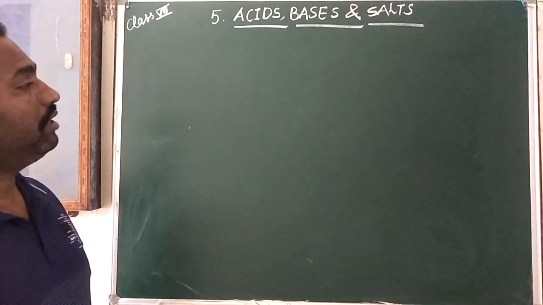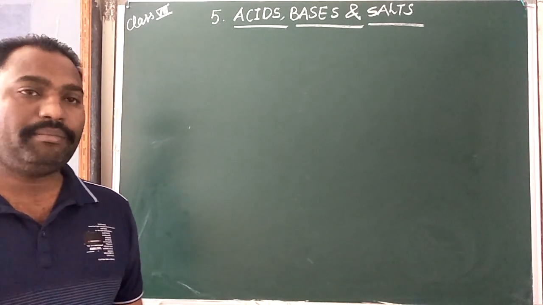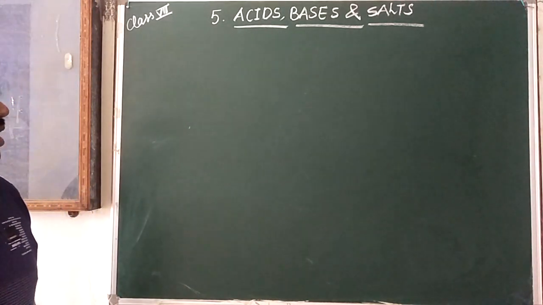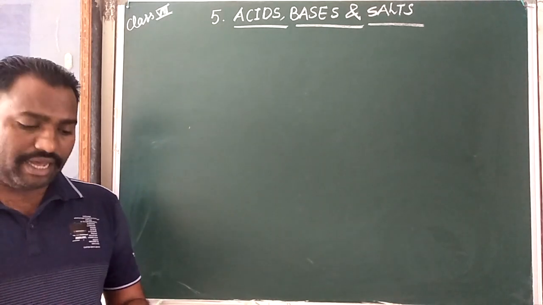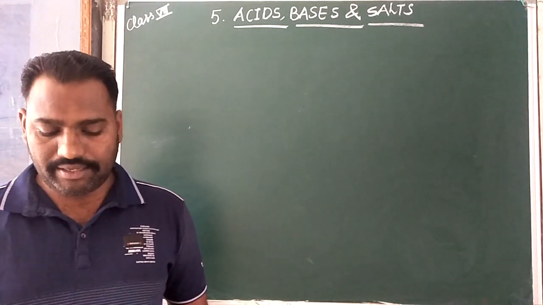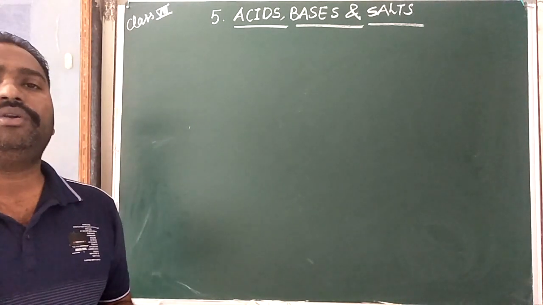And today onwards we are starting our chapter number 5, that is acids, bases and salts. Very interesting chapter for you. First of all we will study about the acids. Substances that we use in our daily life can be classified as acids, bases and neutral substances. So you know about that.